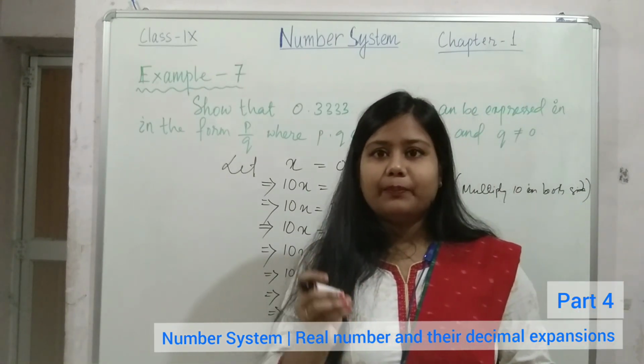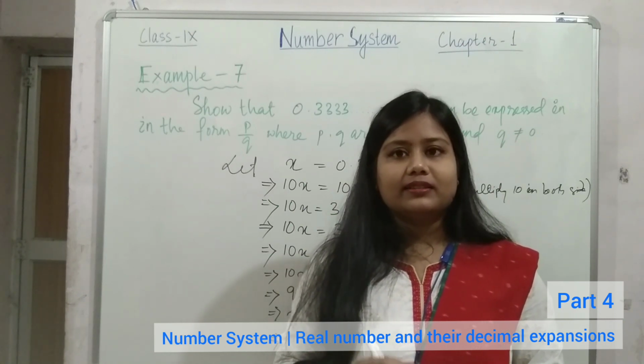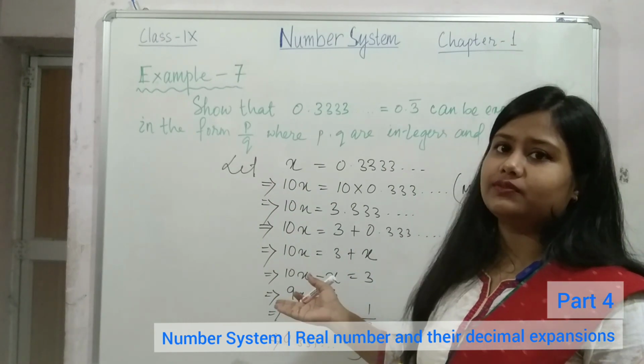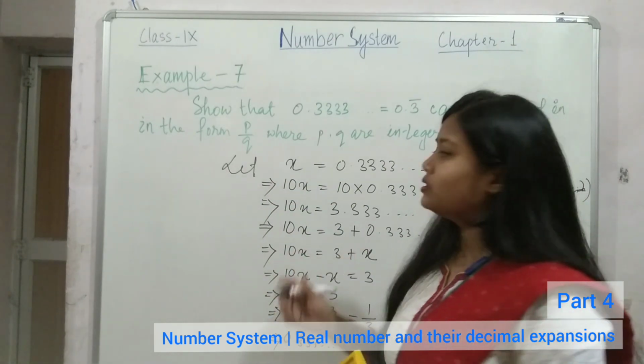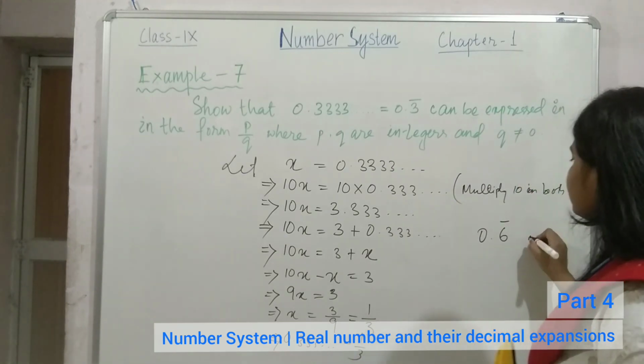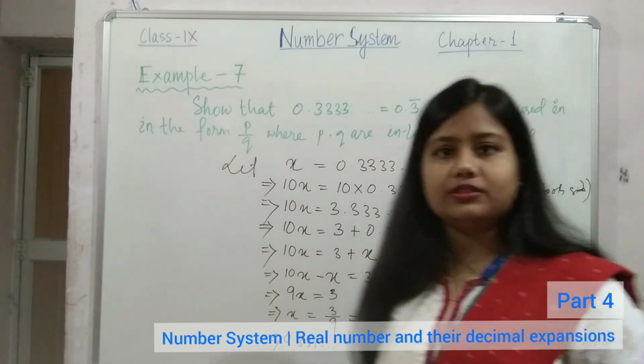Question 3 of exercise 1.3 will be solved in the same way as I solved this one. So try it out. The question is, show that 0.6 bar is a rational number. So you can do it yourself.